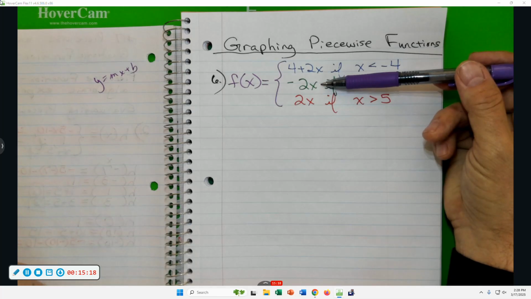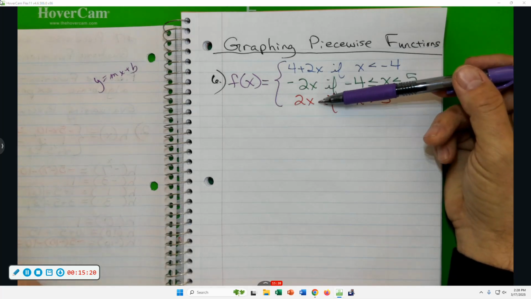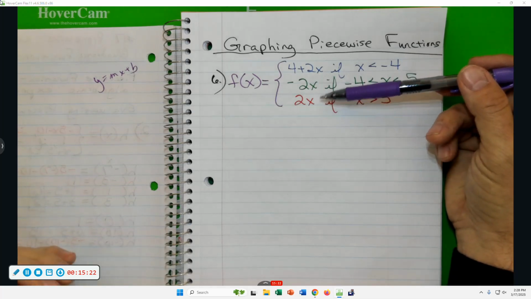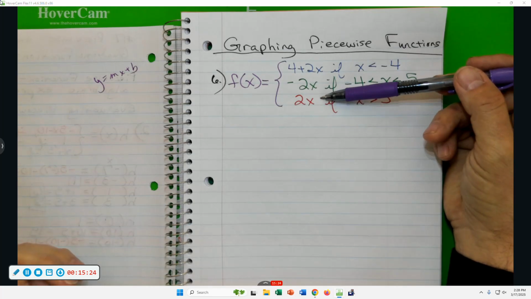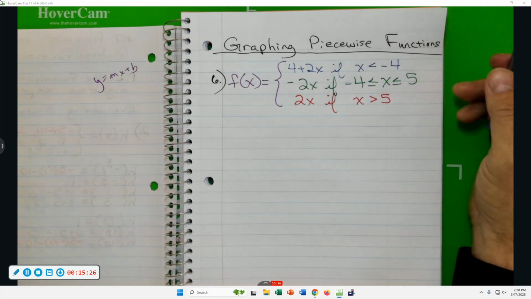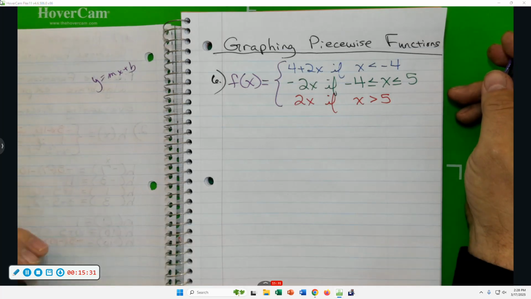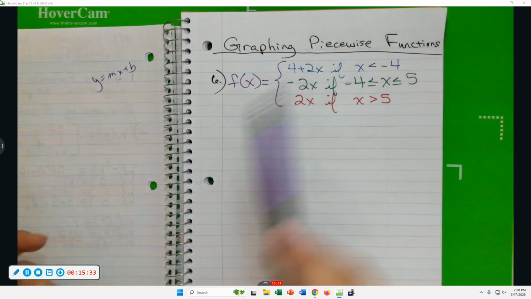Y equals negative 2x, a line. Y equals positive 2 times x. These are all three lines. What's the minimum number of points you need in order to draw a line? You need 2 points. So here's what I'm going to do.